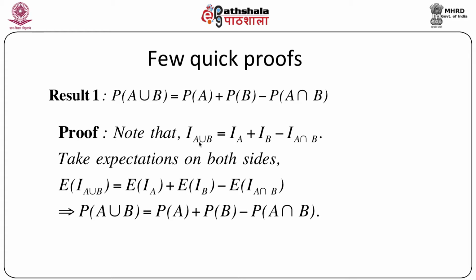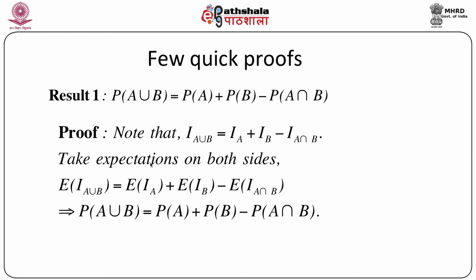Now note that the indicator function over A union B is I_A plus I_B minus I of A intersection B. Also note that I have not proved this result, so I leave it to you to prove it. The proof follows similar logic to the proofs of the other results on indicator functions. So if we take it for granted that I of A union B equals I_A plus I_B minus I of A intersection B, just take expectations on both sides. That means we have expectation of I of A union B equals expectation of I_A plus expectation of I_B minus expectation of I of A intersection B.